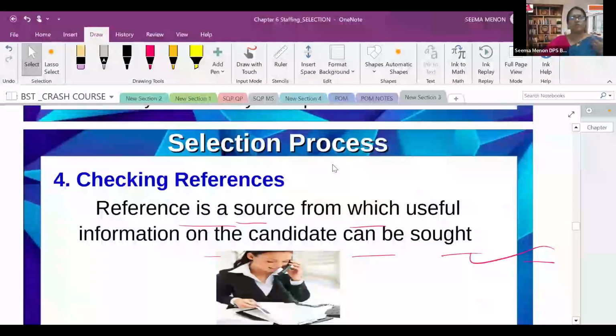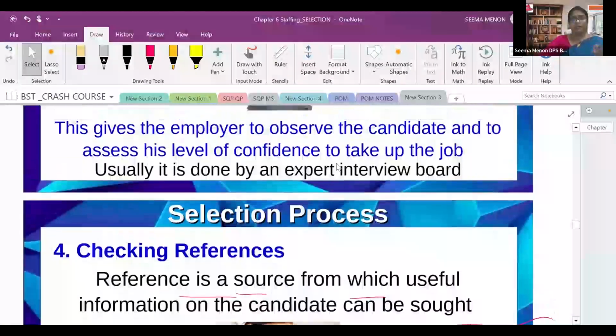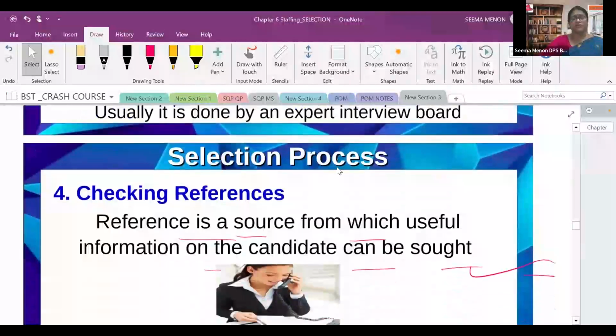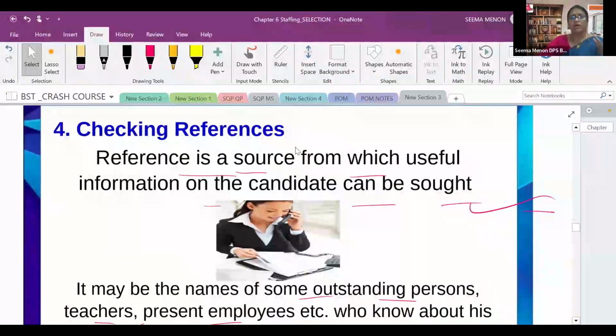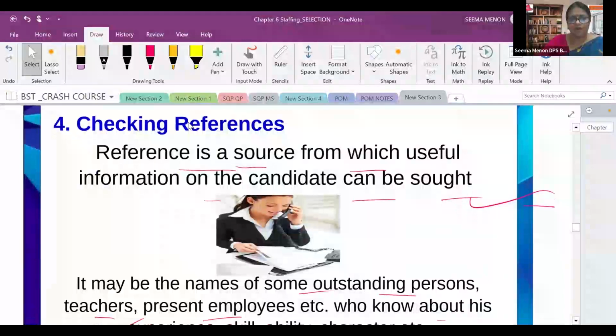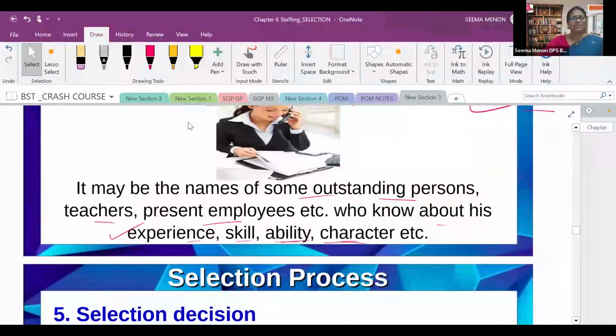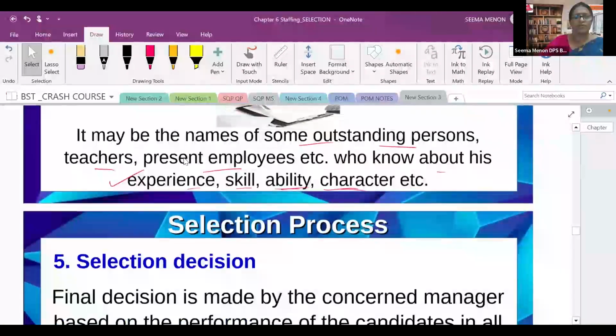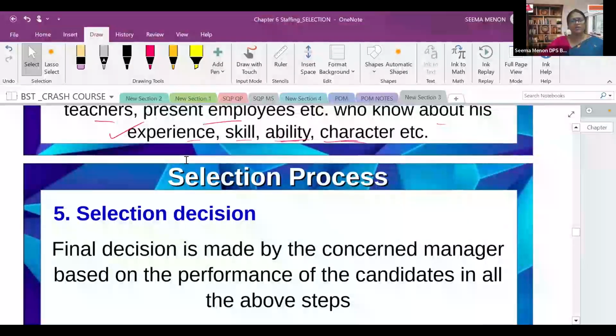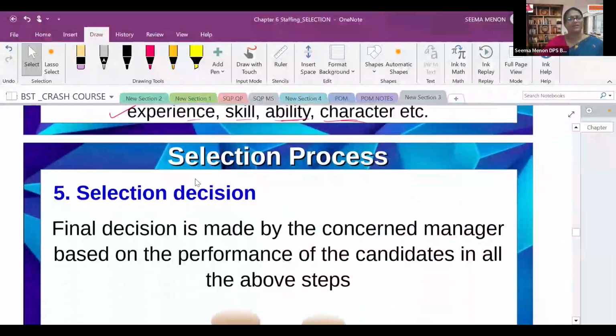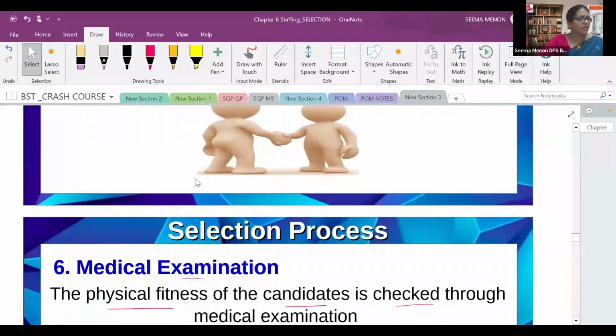Once they are in a one-to-one, they can understand the confidence level and the attitude of the candidate, etc. After that comes checking references. They can give various references, such as a present employee, or, if they are freshers, from their college or the school teachers. From that, they will try to understand the experience, skill, ability, and character of the employee. Then they take the selection decision.